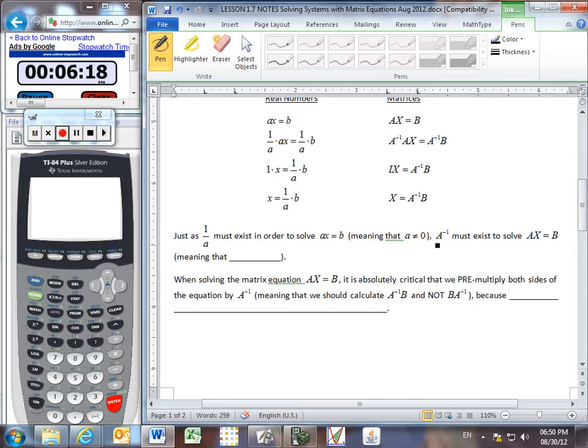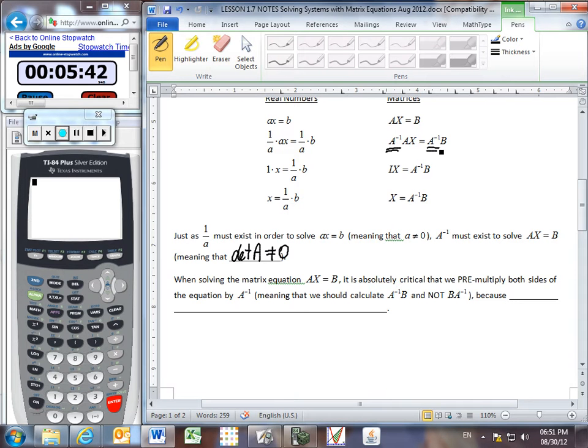The inverse, A inverse, must exist if we are to solve AX equals B. When does A inverse exist? Do you remember? It occurs when the determinant of matrix A is not equal to 0. Because we know that if the determinant of A is equal to 0, the matrix has no inverse. Now, when solving the matrix equation AX equals B, it is absolutely critical that we pre-multiply both sides of the equation by A inverse.